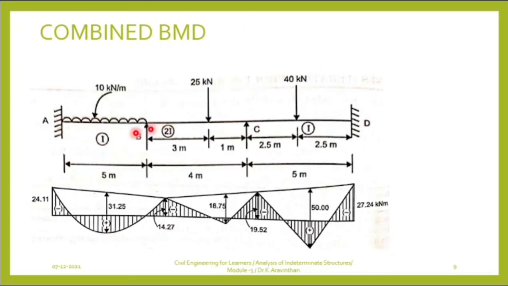This is a simply supported beam carrying UDL, that is WL square by 8. You can use that and you will be getting 31.25. And this is a simply supported beam carrying a point load not acting at the center, that is W AB by L, and a simply supported beam having a point load at the center, that is WL by 4. So you can draw either at the top or bottom and you can strike off the rest of the values. So this is the Kani's method of finding the bending moment.